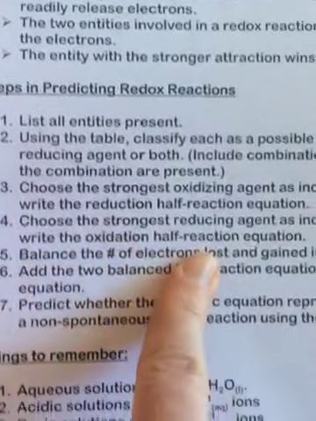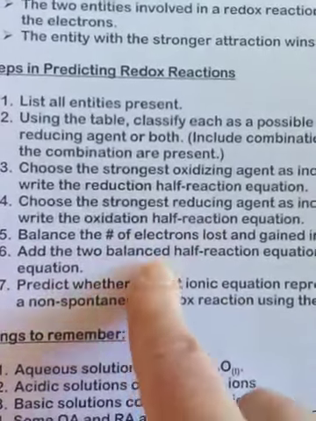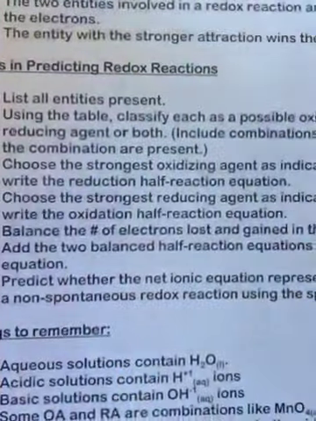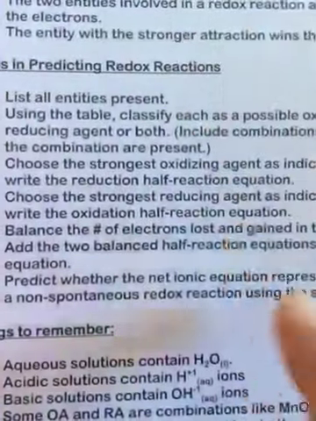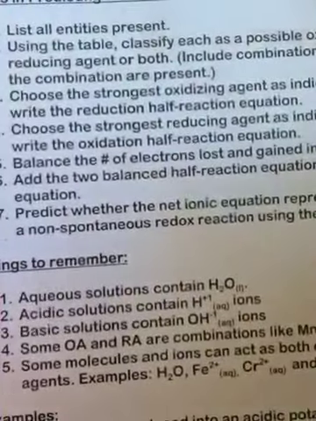Then you balance, of course, the electrons, and then you add the two equations together and write the overall net equation. And then you go back and you predict whether or not it's spontaneous by going back to your strongest, back to your weakest, and seeing which one's higher. Back to your strongest oxidizing agent, back to your strongest reducing agent, and see which one is higher.